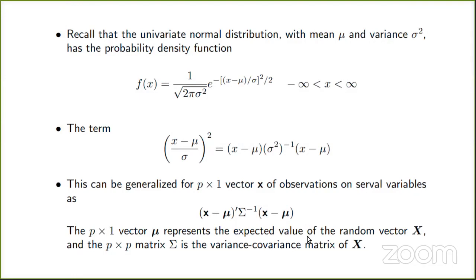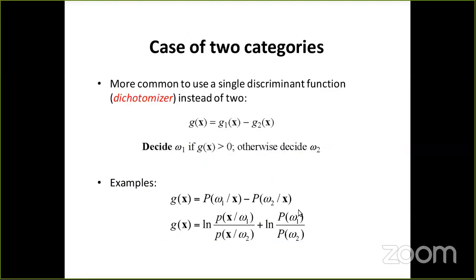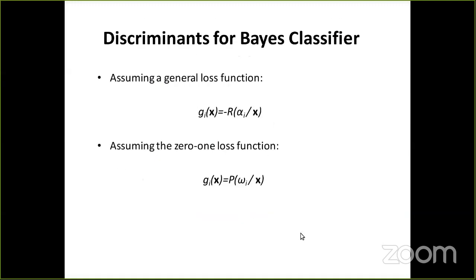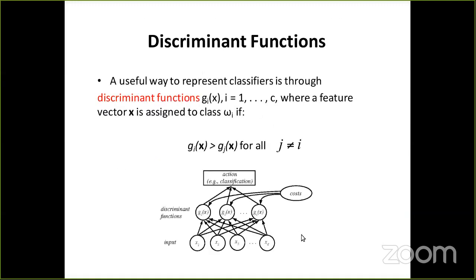Okay, let's pause for a bit. There's a question: can you explain the first slide of discriminant functions again? Okay, I will explain it again.